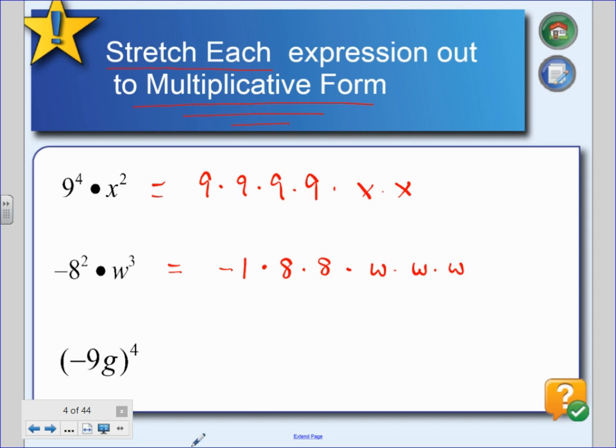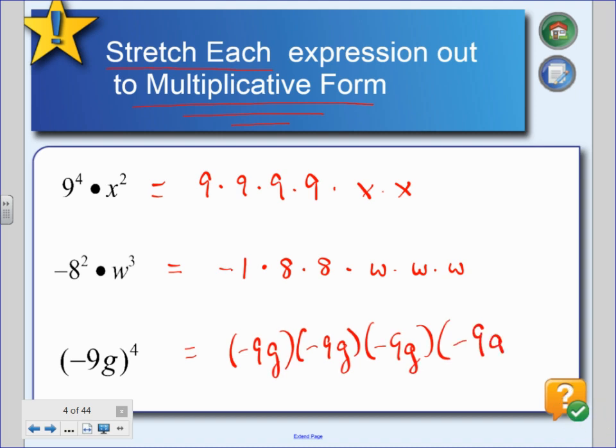And then negative 9g to the 4th, if I were to stretch this out, that would be negative 9g times another power of negative 9g times another power of negative 9g times yet one more power of negative 9g. And you would be absolutely correct if you said, Mr. Cummings, is that 4 negative 9s multiplying each other and 4 g's multiplying each other? That is. If I were to keep stretching out, that would be absolutely correct. All right.